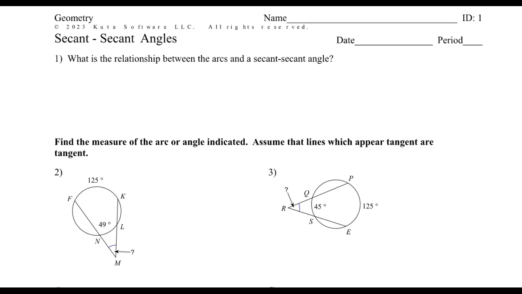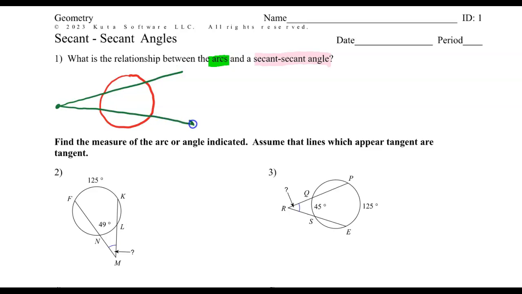Hello geometry students. Today's learning target is to talk about the secant angle and how it is related to the arcs. So first let's draw a diagram. If we draw a circle and put a point on the outside, and let's draw these two green secants. If I call that angle A, it is called a secant angle.